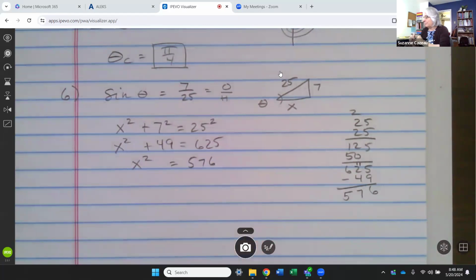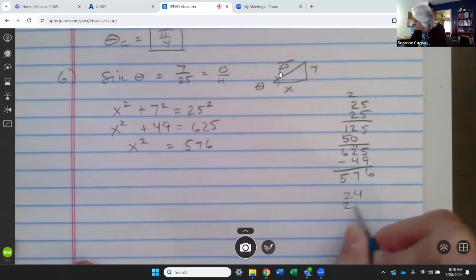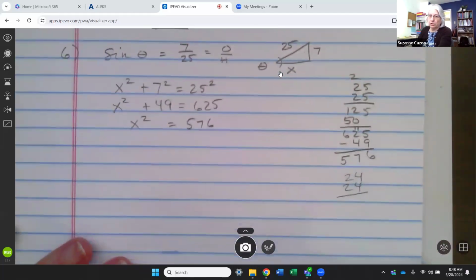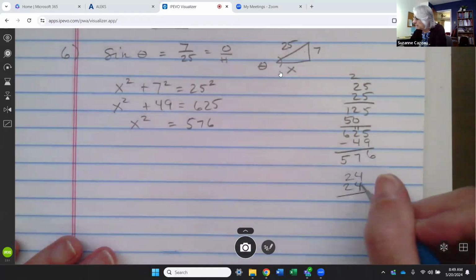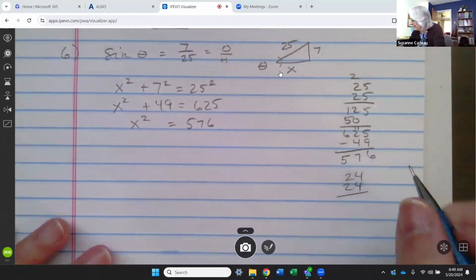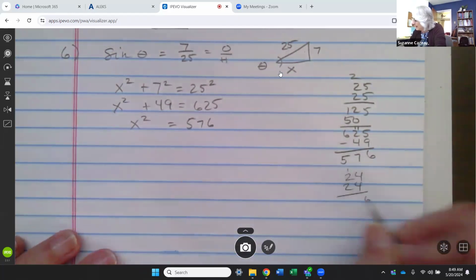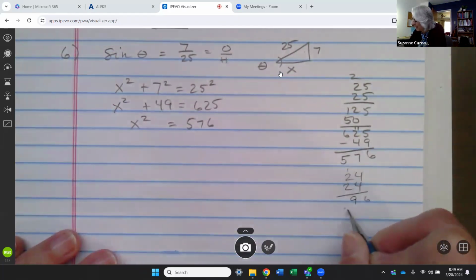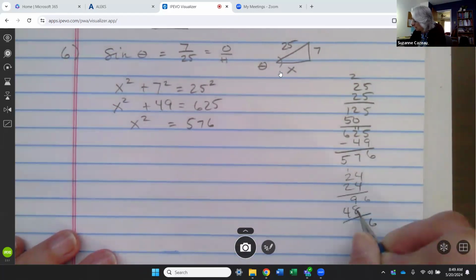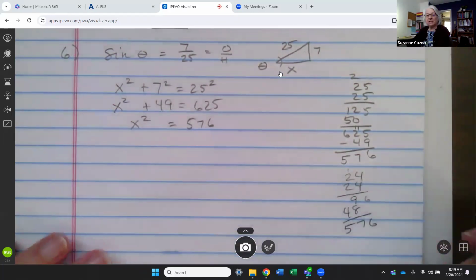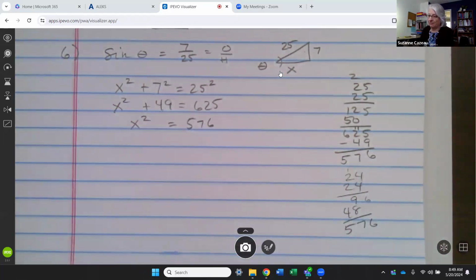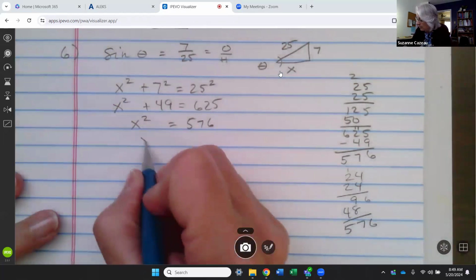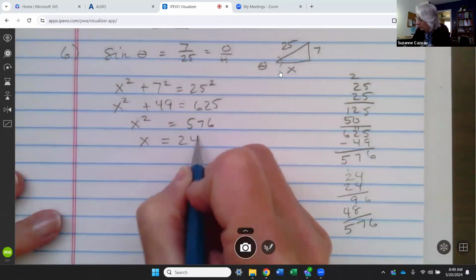What is that? Well, it's got to be less than 25, right? What's 24? You know, and if you're doing your homework, you can use a calculator on your homework, but let's see, 4 times 4. And 96, 24, 48. And 17, 576. All right, so that means 24 squared is 576. So that means that x is 24.